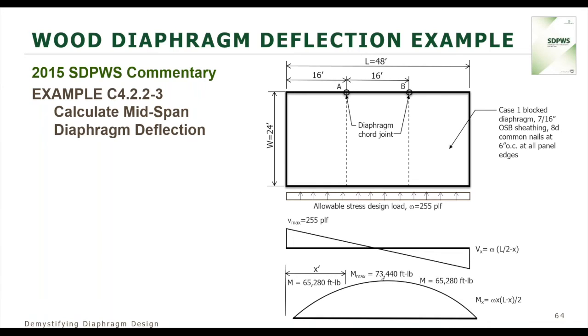And then for this example, we're going to assume that our chord splice is at 16 feet away from the support, and this is 16 feet as well. So this is where we'll design the actual chord joint. We can determine that moment based on this equation, w times x times (L minus x) over 2. So we come up with 65,280 foot-pounds for our moment at that location.